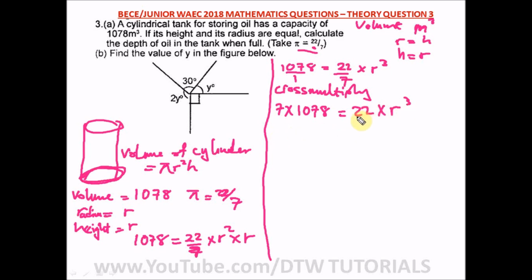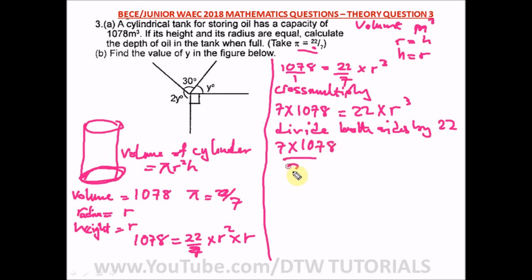Since we're looking for R, we have to make R the subject of the formula. So the next thing is to divide both sides by 22. You know this is a theory question, that's why I'm writing it out. So 7 times 1078 divided by 22 is equal to R cubed. If you punch it in your calculator, it gives us 343 equal to R cubed.